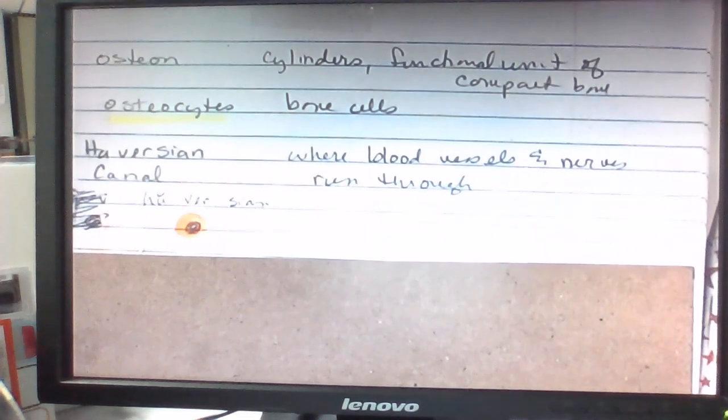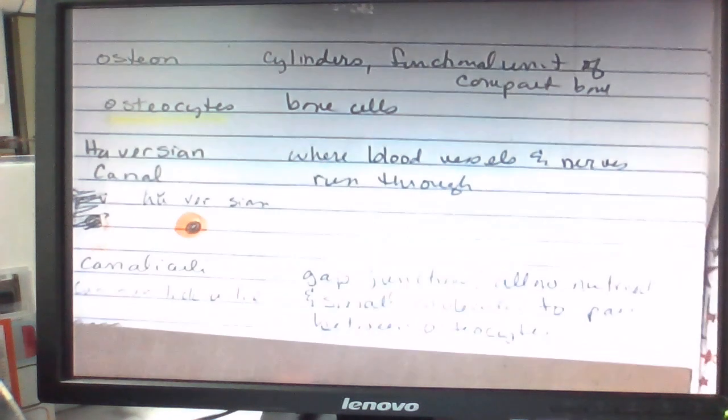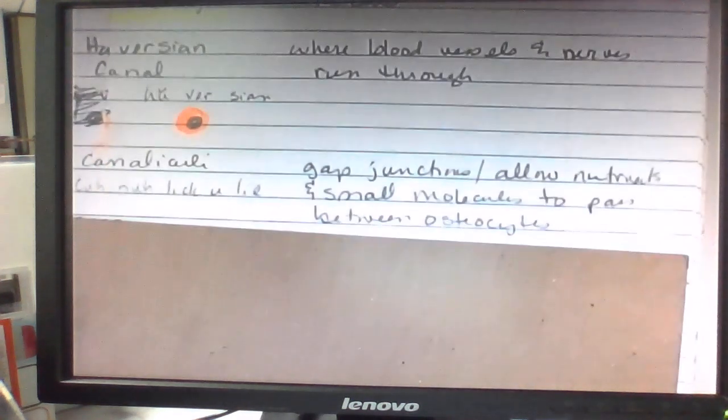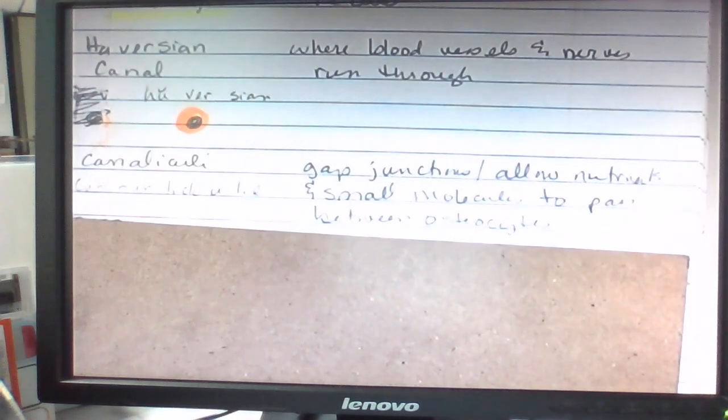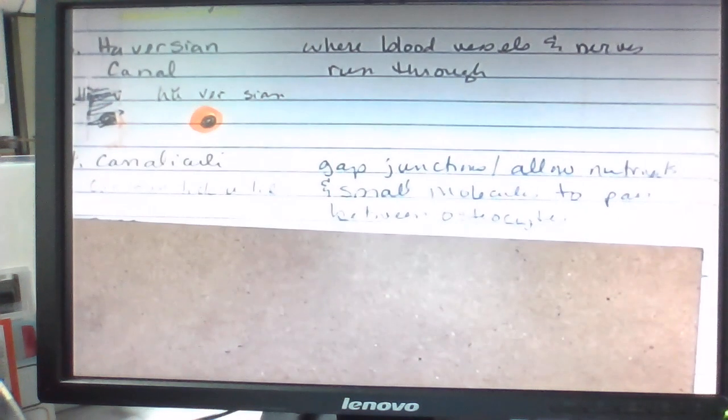So within that compact bone, there are these little bitty tiny holes, tiny pores, if you will. They're gap junctions, so they're junctions between cells. But essentially it works like little tiny holes or tiny pores, and that's where it's going to allow nutrients to pass and molecules to be swapped out between those osteocytes, between those bone cells. So canaliculi are little gap junctions, little holes, if you will. It allows that transfer, nutrients, molecules, the stuff that those osteocytes need and need to get rid of. It gives them a path.